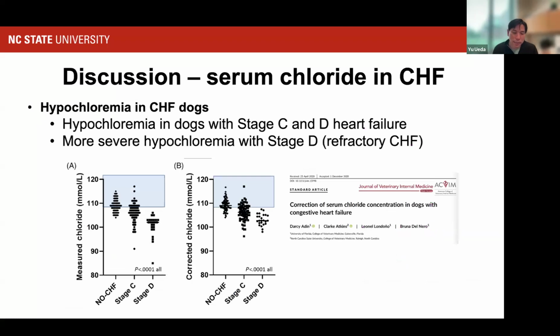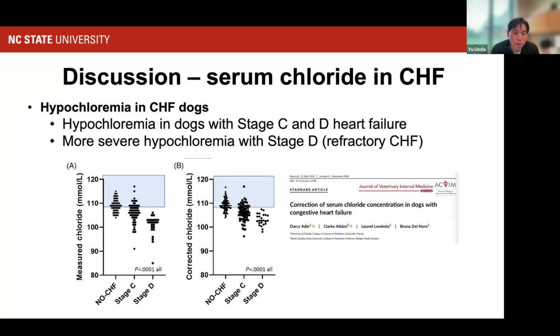And if you look at some more recent studies, such as this paper on this slide, showing the correlation of the chloride concentration with congestive heart failure. This study found that patients with congestive heart failure, meaning stage C or D, which are refractory congestive heart failure, usually on furosemide more than 8 mg per kg per day, have a lower chloride concentration than the patients with no congestive heart failure.